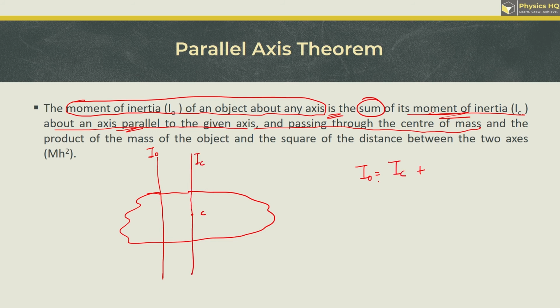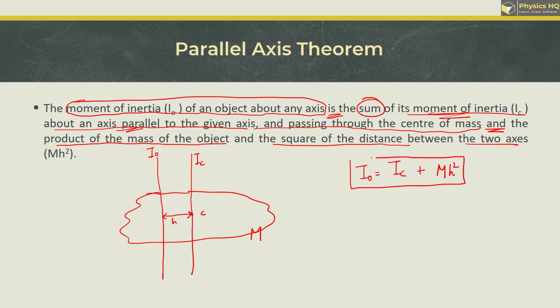So ये हो जाएगा I0 equal to IC and the product of mass of the object. So let us say mass है m and the square of the distance between the two axes. तो अगर ये दोनों axes के बीच में distance is given as h या d या r, then the formula is mh square या md square या mr square, whatever it is. अलग अलग बुक में अलग अलग दिया हुआ. So I hope आप लोग को ये क्लियर हो गया.